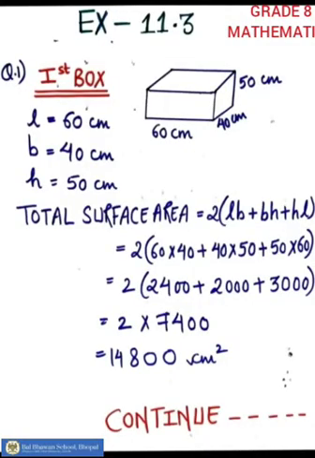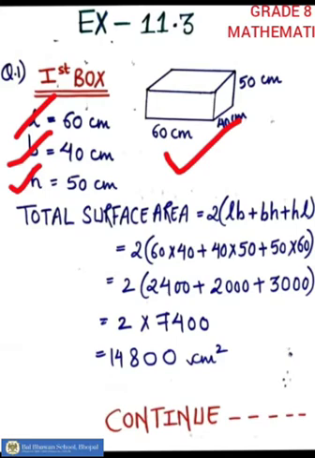Here, I have taken the very first question of exercise 11.3. The question says that there are two cuboidal boxes as shown in the adjoining figure. Which box requires the lesser amount of material to make? So here we are given two cuboidal boxes. I have made the first box over here and the dimensions of the first box are written over here. Now how am I going to calculate the box which requires lesser material to make?